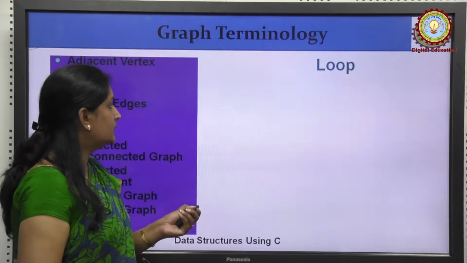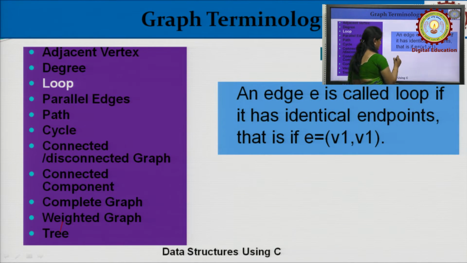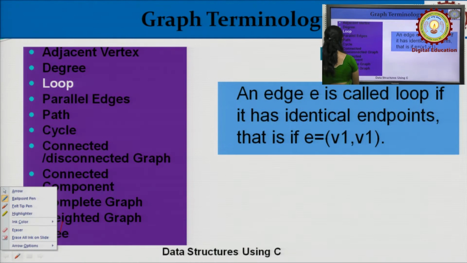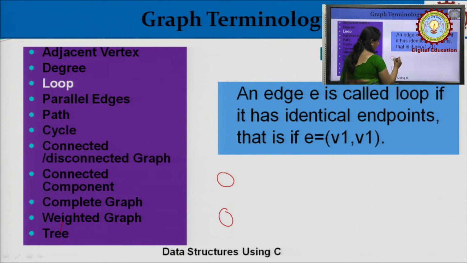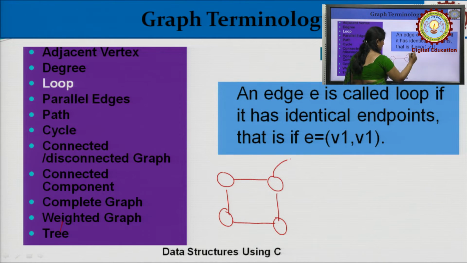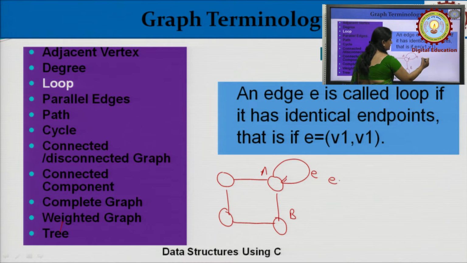Next is the loop. An edge is called a loop if it has identical endpoints. Like this. The endpoints of edge E are A, A.